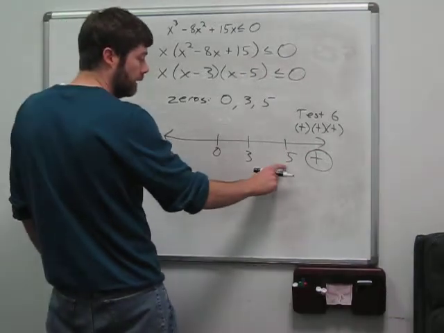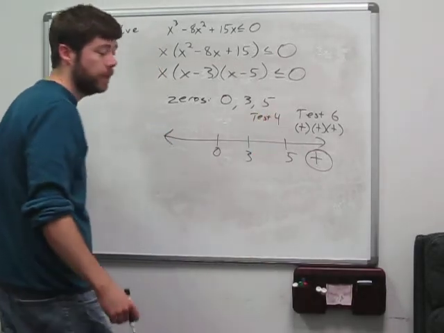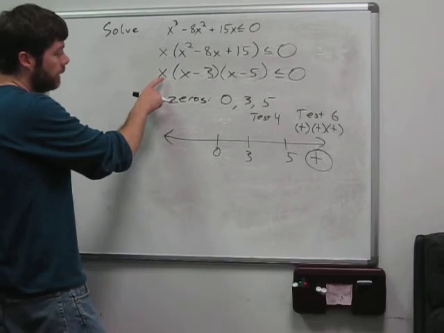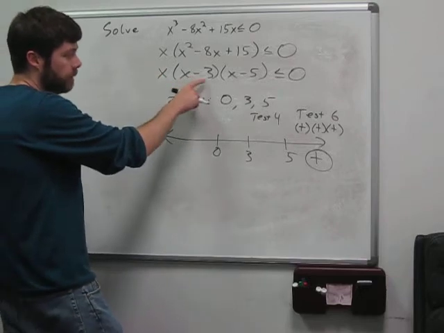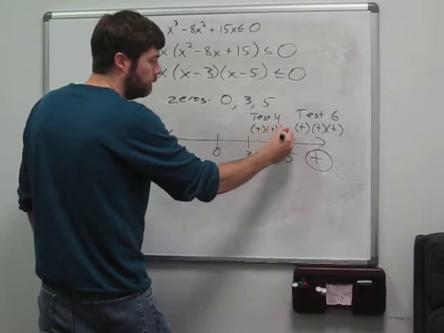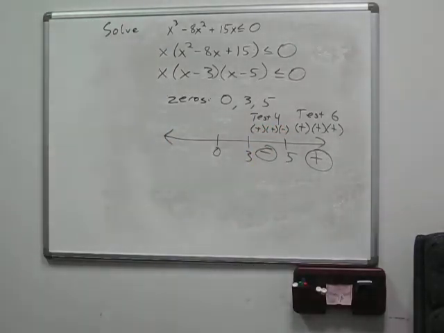In between 3 and 5, we find the number 4. So let's test the sign of our polynomial at 4. Plugging in, we get a positive times a positive times a negative. So our polynomial is negative on that subinterval.